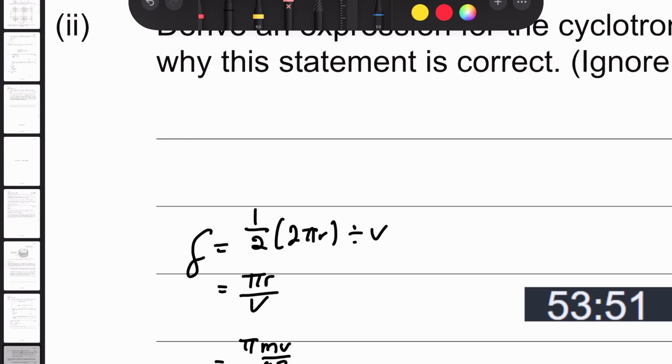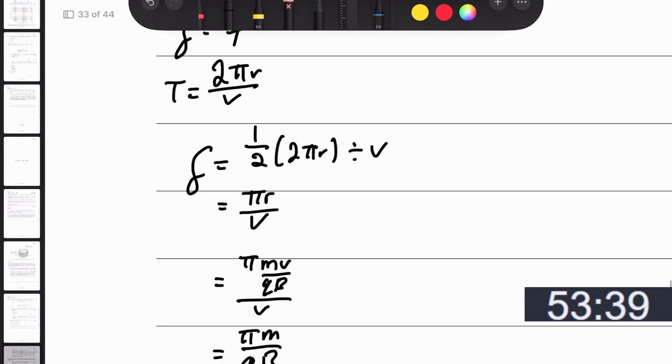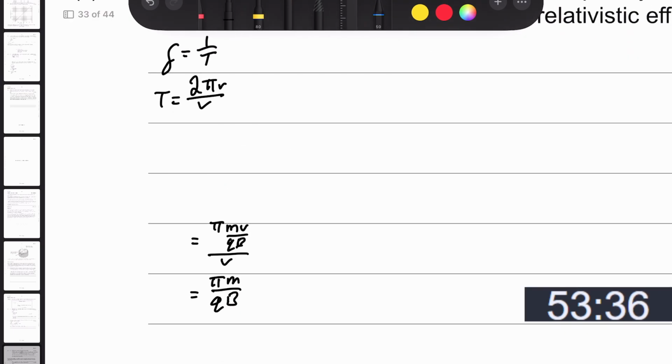Frequency is equal to 1 over time. Over T is equal to 2 pi r over v. Okay, here we go. Now I'm cooking.